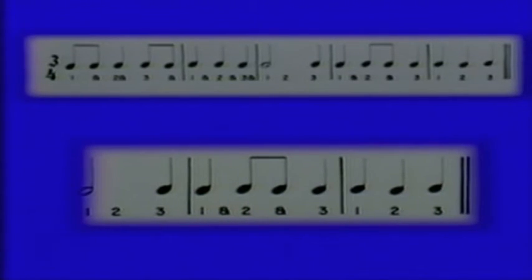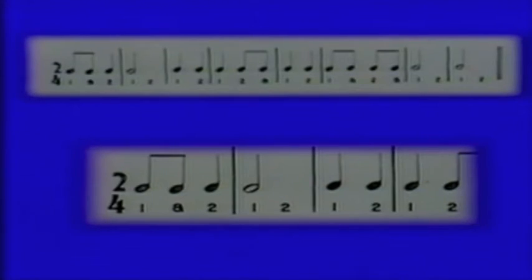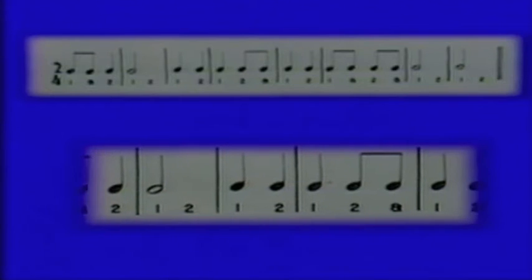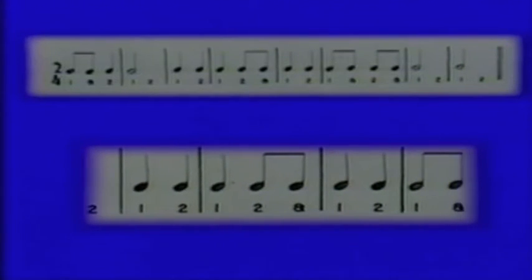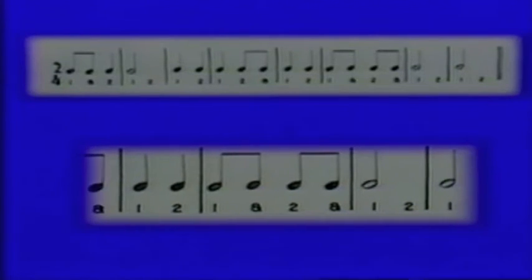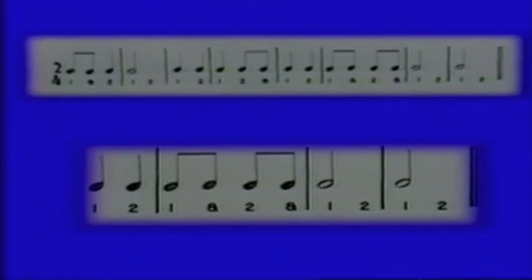1, 2, 3. Next example in 2/4 time. 1, 2. 1 and 2. 1, 2. 1, 2. 1, 2 and 1, 2. 1 and 2 and 1, 2. 1, 2. We can subdivide the eighth notes into two parts using 16th notes.